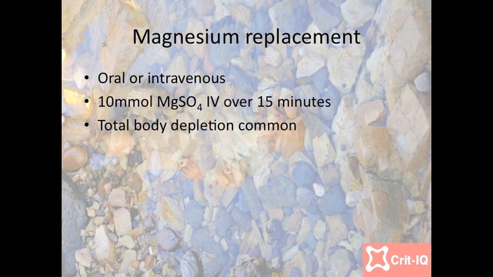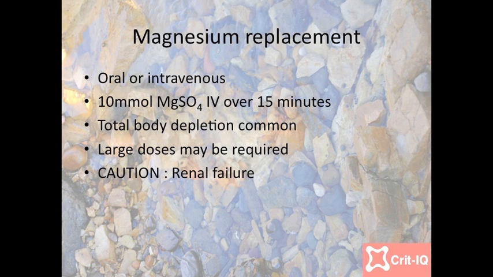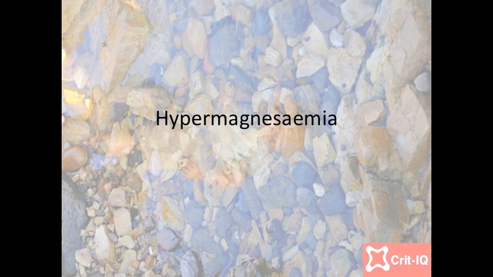Total body depletion of magnesium is common and requires additional doses, frequently up to 60 millimoles over 24 hours. Total body magnesium depletion may persist even when serum magnesium levels reach the normal range. Magnesium retention in renal failure is common, so a more cautious approach and frequent blood sampling is required.